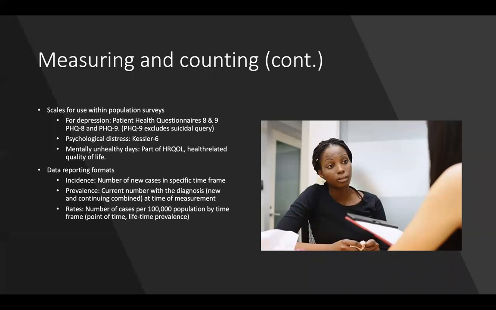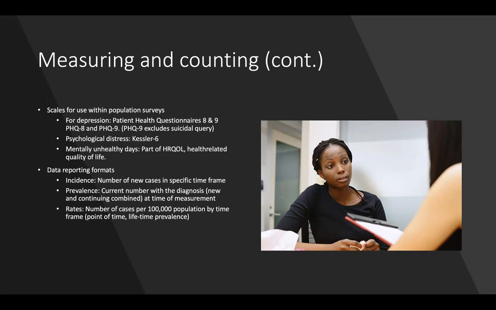Now, scales for use within population surveys. You've got the PHQ, Patient Health Questionnaires 8 and 9, which are good for depression. You have the Kessler-6 for psychological distress, and the health-related quality of life for mentally unhealthy days.